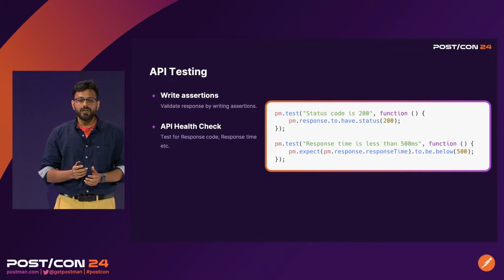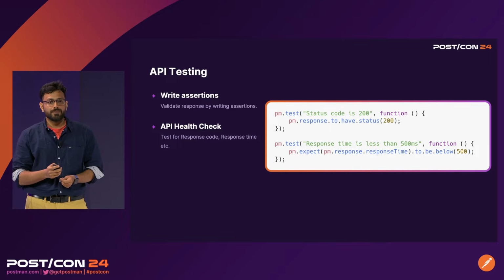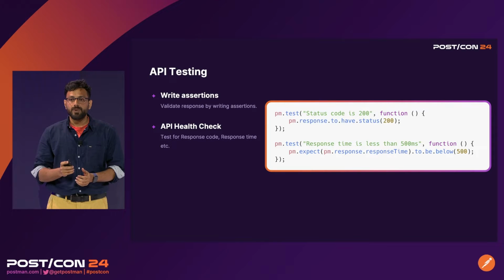Postman gives you functions, as you probably saw in the keynote from Dustin's demo, that you can use to check for status code and response times. Status code makes sure that we are getting the right status code, and checking for response times ensures that your APIs are always performant.